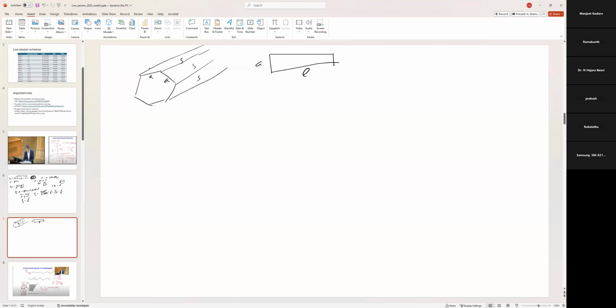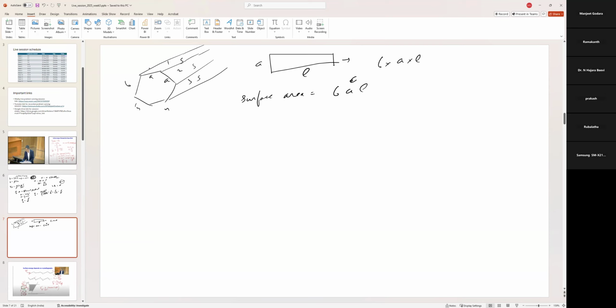The total surface area would be, so there will be six such faces: 1, 2, 3, 4, 5, and 6. So 6 times A times L would be the surface area. So 6AL.